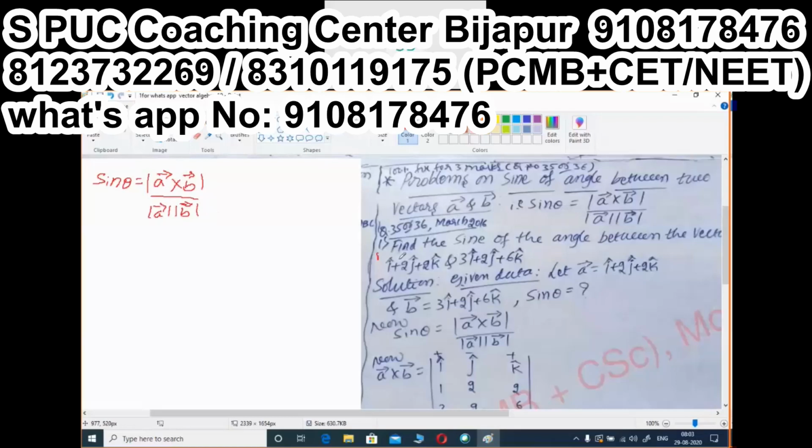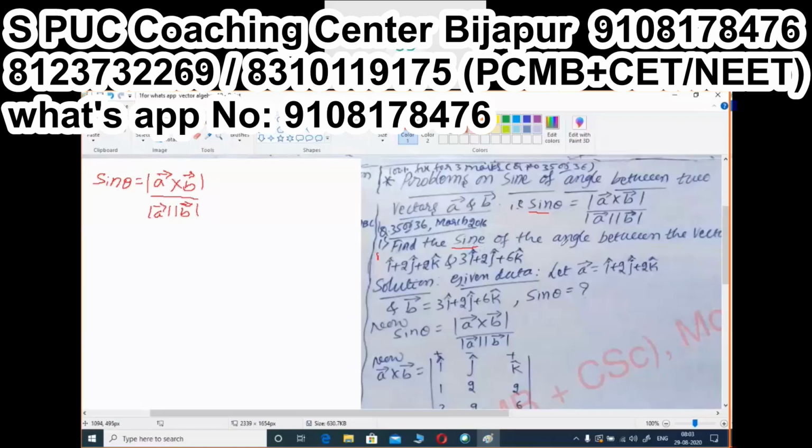Let us have the first problem here. Find the sine of the angle between. If he mentions the sine of the angle between, and if not, you can find the cos theta, as you have already done in the same way. If there is a cross product, then we are going to use the sine of the angle between. If it is a dot product, we use the cos of the angle between. Already we discussed and solved many problems on that. Let us have this problem here.